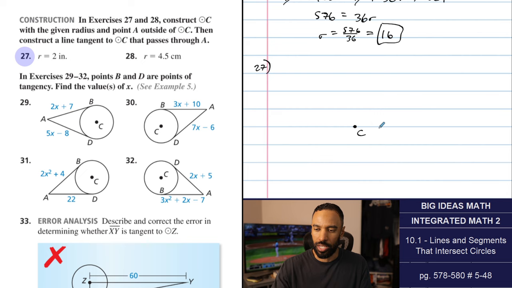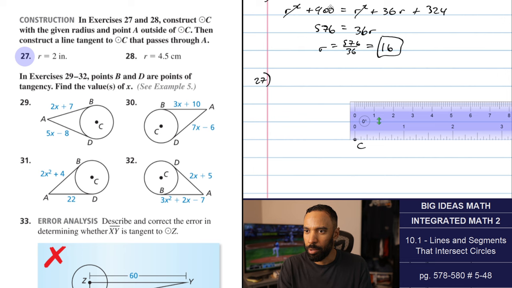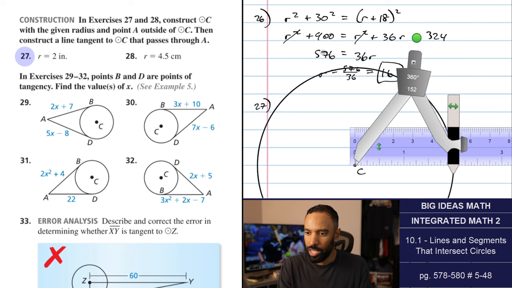It's circle C. So there's its center. I need a 2-inch radius. I forgot about that actually. I need a ruler, and my 2 inches will go there, 0 to 2. And let's get a compass there. And let's measure out 2 inches like that, and let's draw ourselves a 2-inch circle.